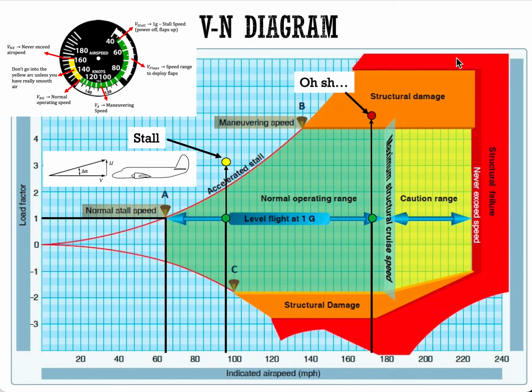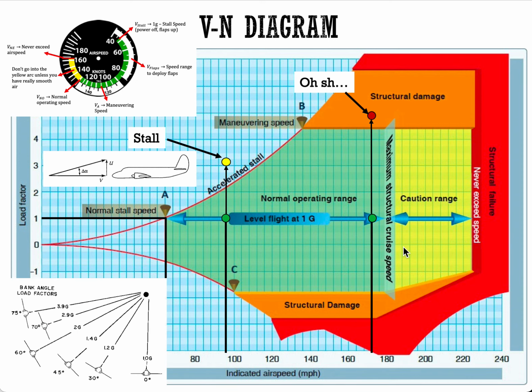So again, I hope you understood the concept of the VN diagram and why it's important for us to consider it. If you want a certain cruise speed and certain maneuvering speed, then you have to make sure that the airplane structure that you're designing is rigid enough, strong enough to withstand the loads. In order to do that, you need to beef up your structures, your wings, tails, etc., and that will ultimately add to the weight of the aircraft, which is essentially why we are talking about this in the first place. Okay, so hopefully that makes sense.